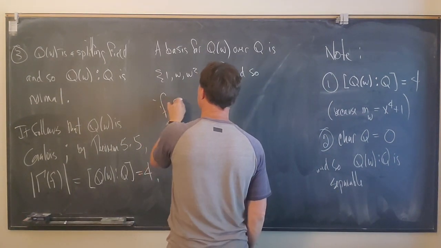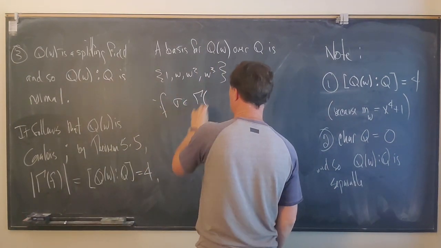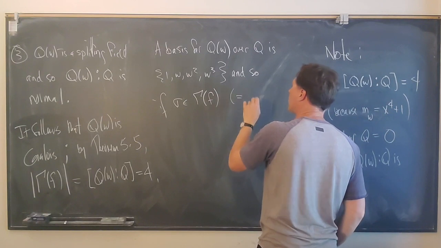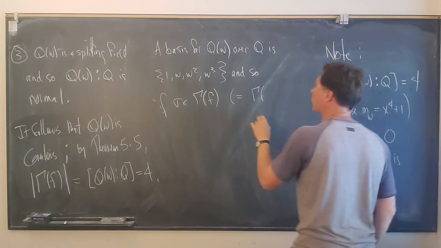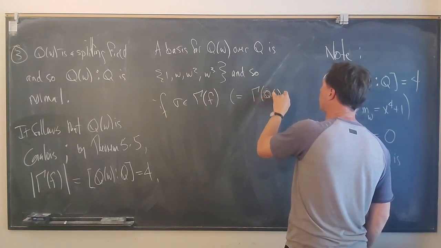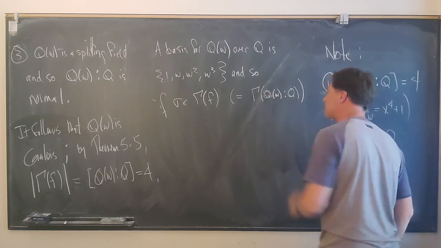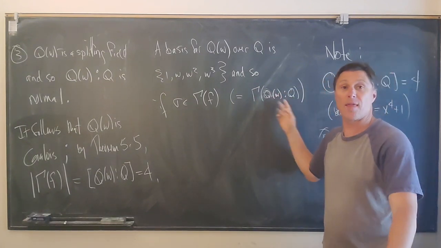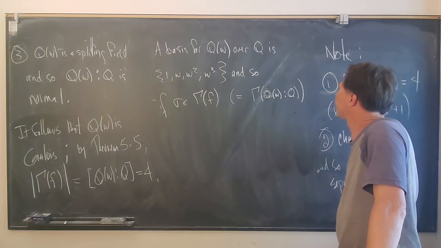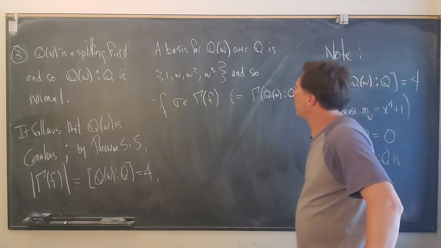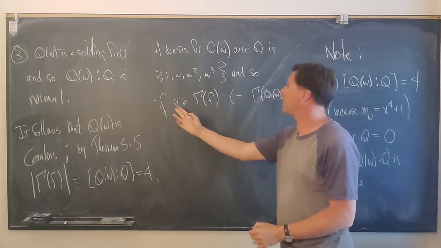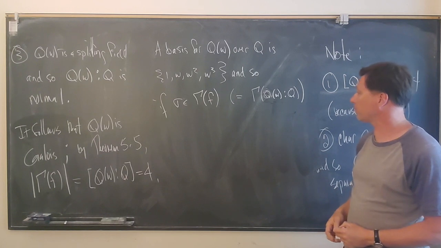And so, let's say sigma is in the Galois group of F. Remember, the Galois group of F is equal to the Galois group of Q adjoint omega over Q. So that's the set of automorphisms of Q adjoint omega that fix Q. This is in parentheses, just reminding you, and any element in here is an automorphism of Q adjoint omega.